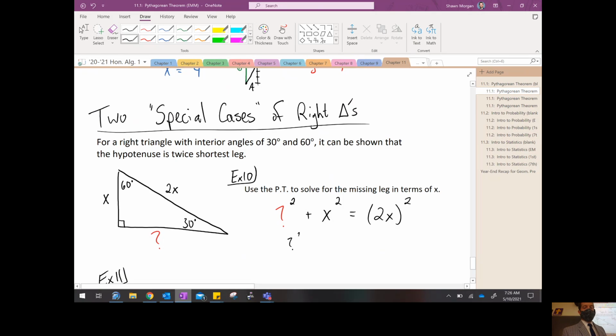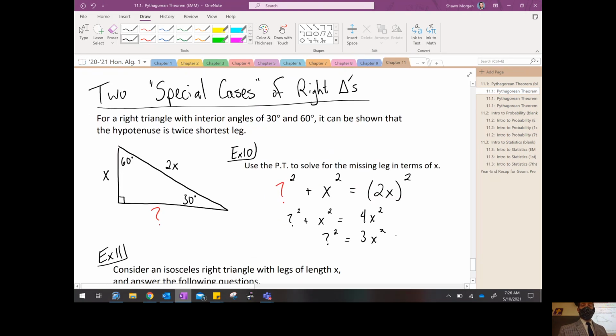We got question mark squared plus x squared equals 4x squared. So when I subtract 1x squared, I get 3x squared equals question mark squared. And then, what do I do to undo a square? We're going to take the square root of both sides. I've run out of room, so I'll scooch over here. We got question mark equals.